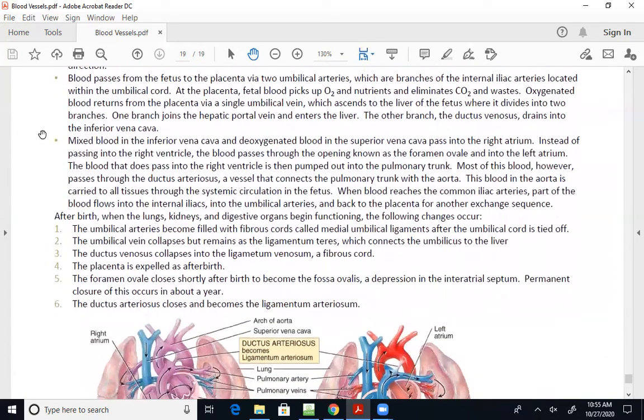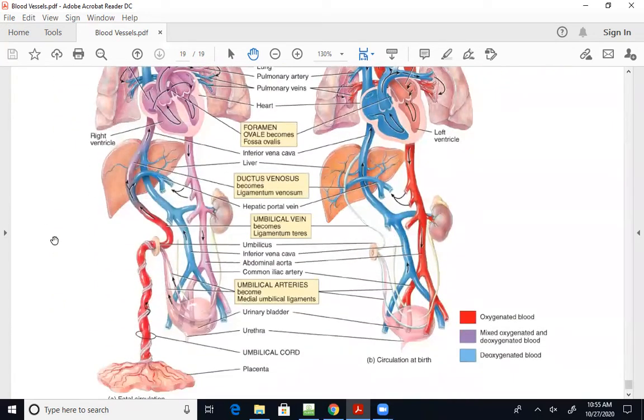Blood passes from the fetus to the placenta via two umbilical arteries, which are branches of the internal iliac arteries located within the umbilical cord. At the placenta, fetal blood picks up O2 and nutrients and eliminates CO2 and waste. Oxygenated blood returns from the placenta via a single umbilical vein, descends to the liver, where it then divides into two branches. And so we'll start there.